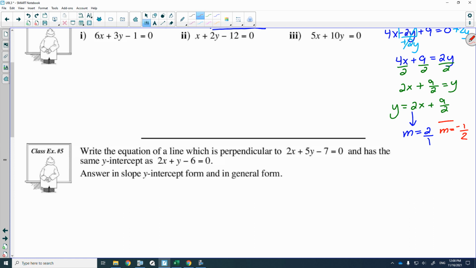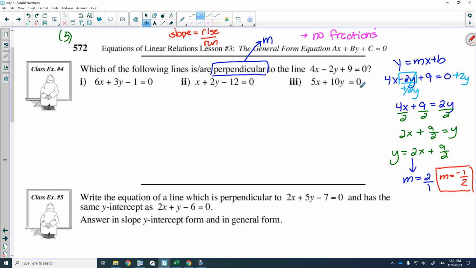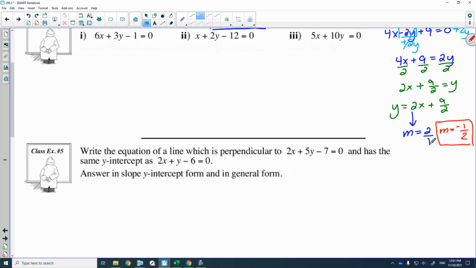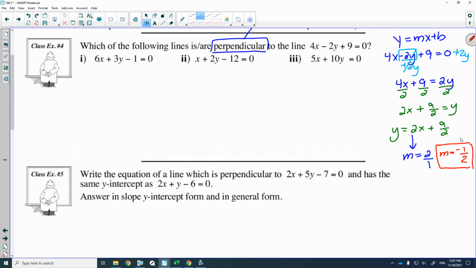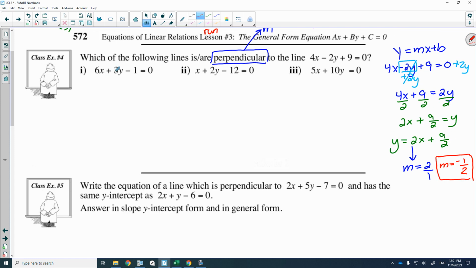So what this question is saying is, which of the following lines, and they gave me 3 lines, which of these 3 lines, and there might be more than one, are going to be perpendicular to this line? Well, if this line has a slope of 2 over 1, we are looking for negative 1 over 2. So what we have to do, and it's a lot of work, is you need to box in each y. So box in each y.